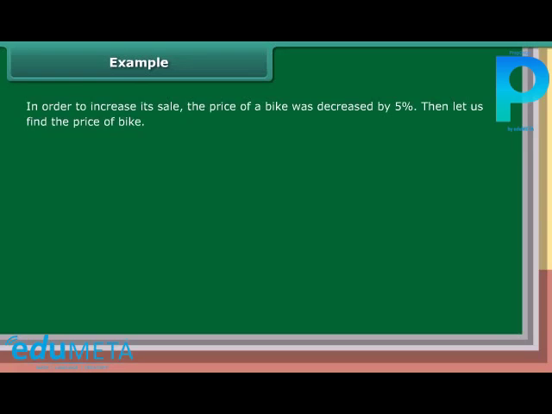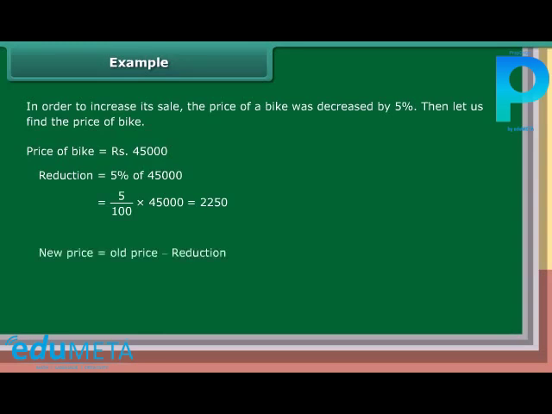In order to increase its sale, the price of a bike was decreased by 5%. Then let us find the price of the bike now. Price of bike is equal to rupees 45,000. Reduction is equal to 5% of 45,000, which is equal to 5/100 × 45,000, which is equal to 2,250. New price is equal to old price minus reduction, which is equal to rupees 45,000 minus rupees 2,250, which is equal to rupees 42,750.